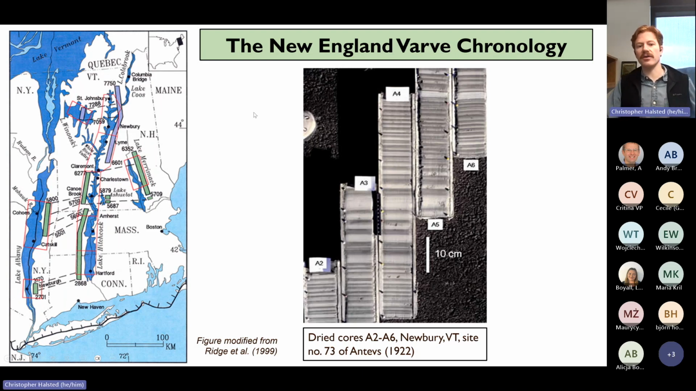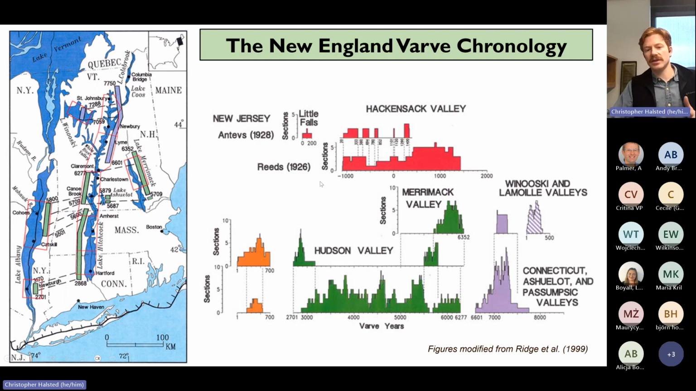And so to show that a little bit better, here's another way of looking at this Varve chronology. We've got all the different sections that were taken in different valleys around the region. So up in red here, these are the Varves that were taken from Hackensack Valley and the Hudson River Valley over in here. We've got the sections from the Merrimack Valley over in New Hampshire, and then this long set of sections from the Connecticut, Ashuelot, and Passumpsic Valley.